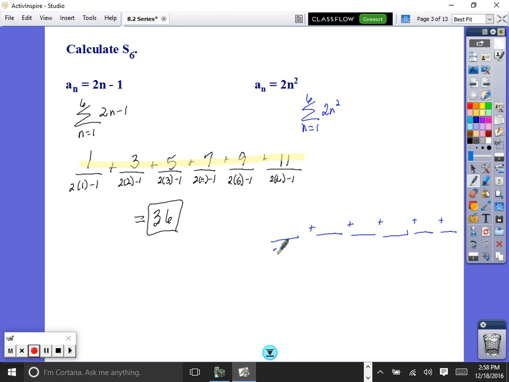So this one will be 2 times 1 squared is 2. 2 times 2 squared, 4 times 2 is 8. 2 times 3 squared, 9 times 2 is 18. 2 times 4 squared, 16 times 2 is 32. 2 times 5 squared, 25 times 2 is 50. And 2 times 6 squared, 36 times 2 is 72.